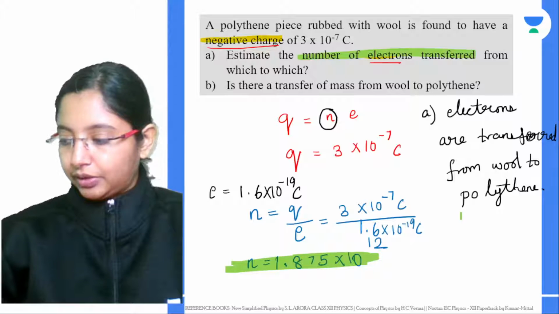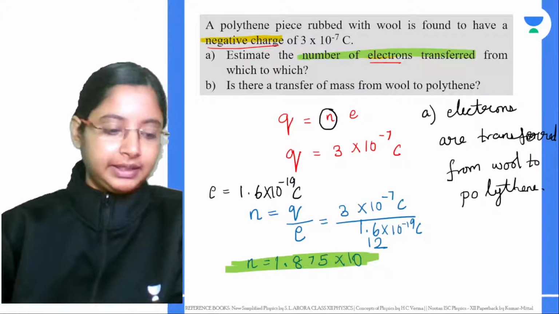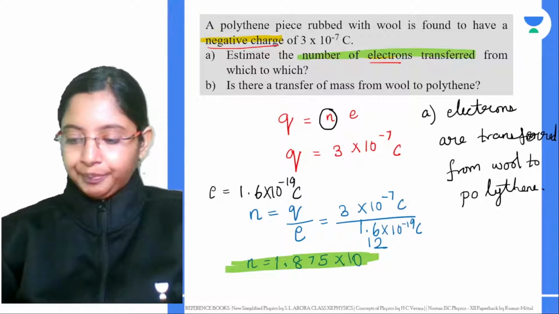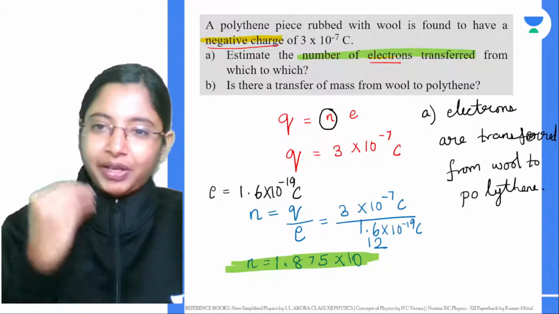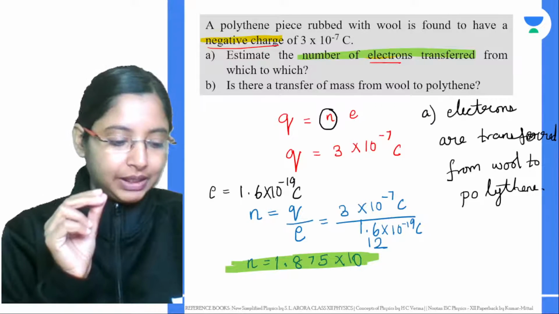Okay, now the second part of the question asks us, is there a transfer of mass from wool to polythene? Okay, an electron has a little bit of mass, right? They have a very small mass at least, right?